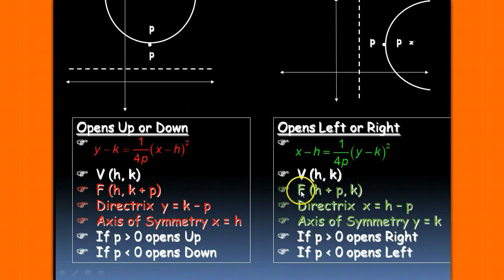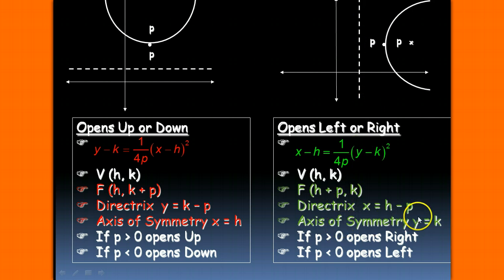So we have the focus, which is going to be h plus p comma k, which again, it's moving on the x-axis, you can see, so that's the difference right there. So to get to that focus, we have to move on the x-axis instead of the y. The directrix is going to be x equals h minus p. Now, again, our vertical lines are always x equals something, our horizontal lines are always y equals something. So again, you can just see visually that the directrix has to be an x equals something.